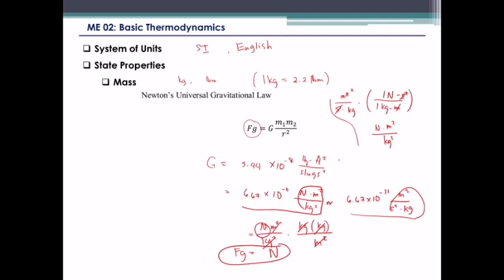And if this is our G, then multiply by the masses in slugs. A slug is a unit of mass in the English unit. Then your unit of distance is in feet, and take note that it is squared. So the slug squared cancels out, and your FG is now in pound force.